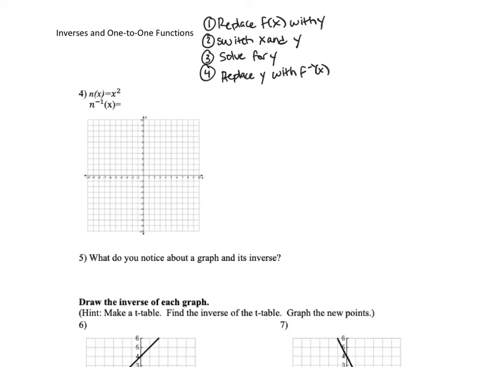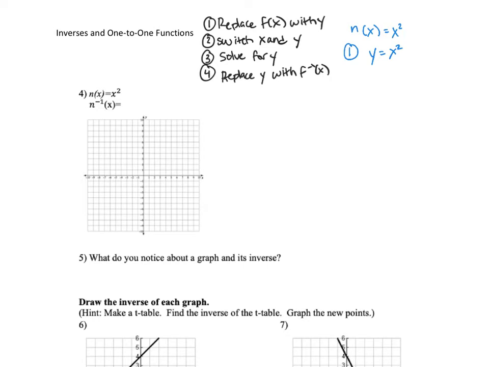So I'm going to take you through how we might use these steps to solve to find an inverse function. So in this case, if we are starting with n of x is equal to x squared, our first step is going to replace, in this case, n of x with y.